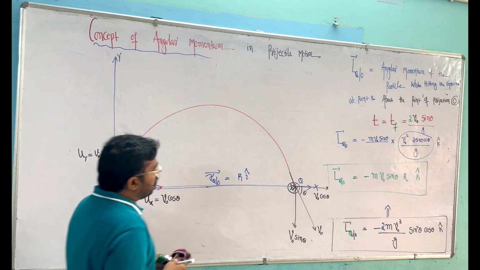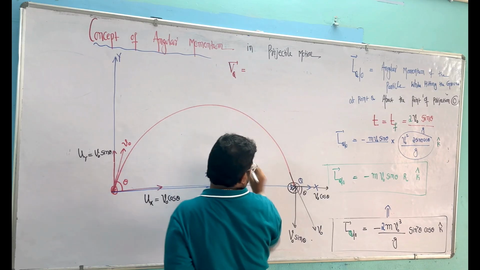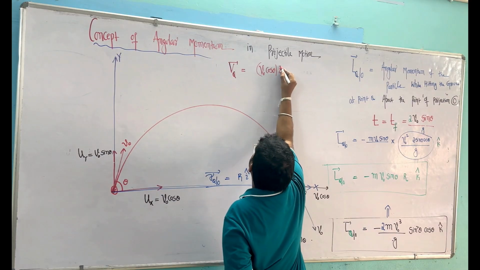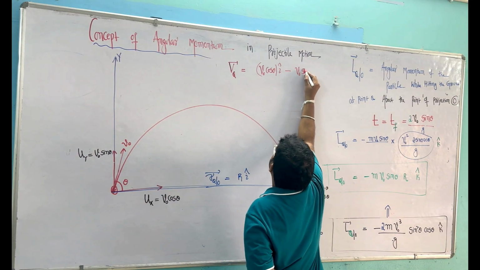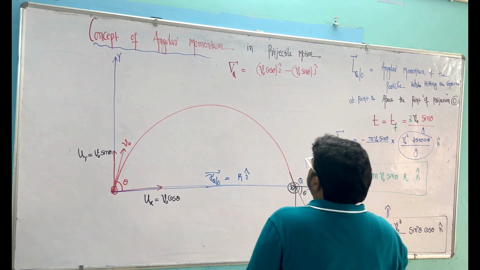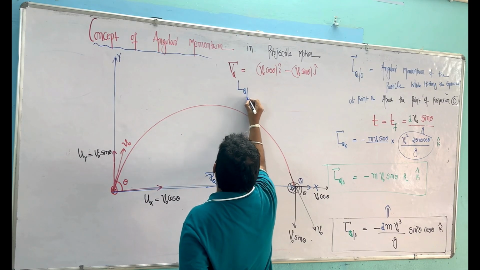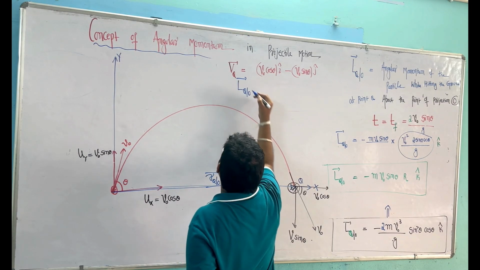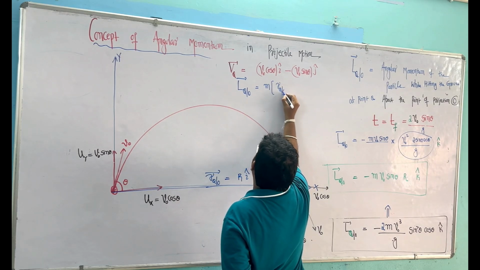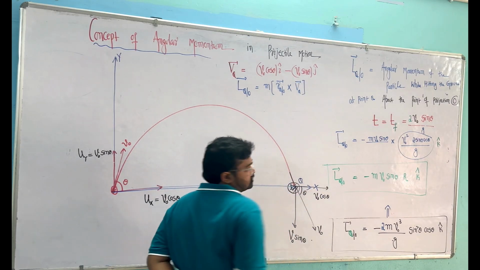Understood? Now, what is the VQ bar? V naught cos theta I cap minus V naught sin theta J cap. Angular momentum of the particle at point Q about the point of projection: position of particle Q about point O crossed with velocity of the particle at position Q.